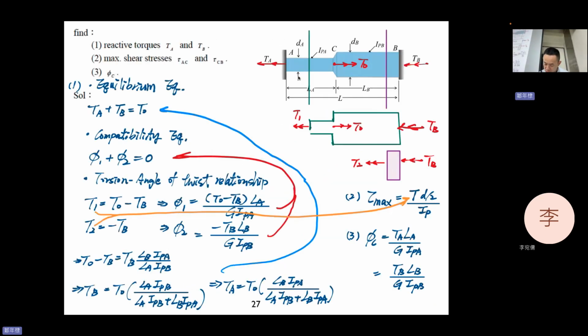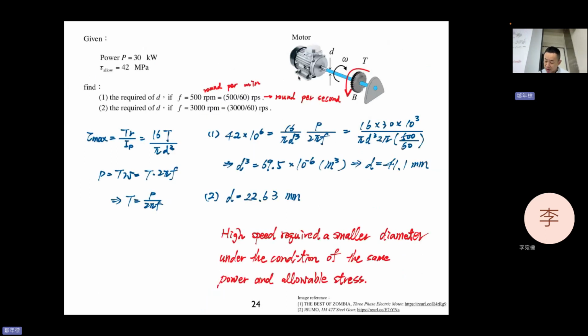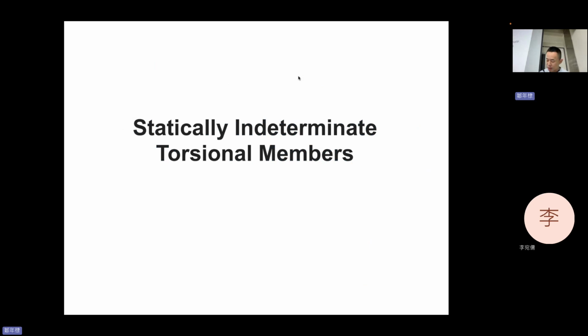Now, I believe I start from this. The conclusion about this example is that if the motor is under the same condition, with the same power output and allowable stress of the shaft, if we want a higher speed, we require a smaller diameter. That's the conclusion of this example.